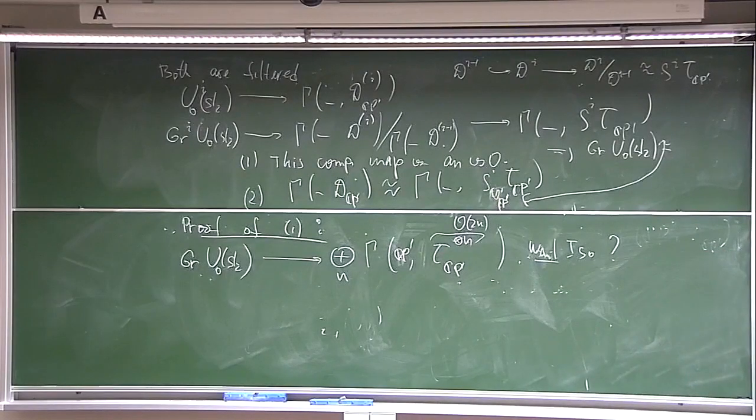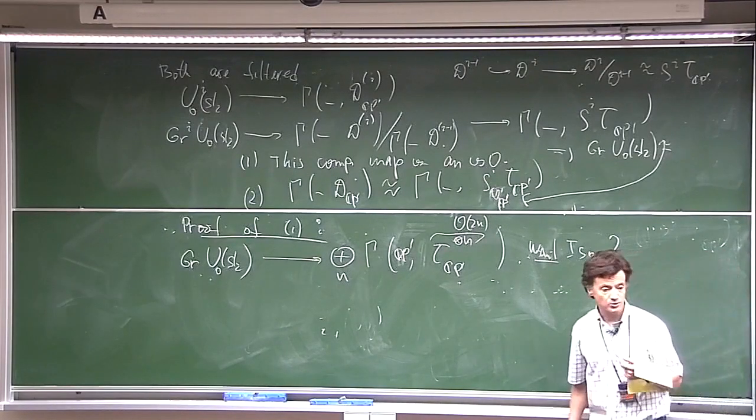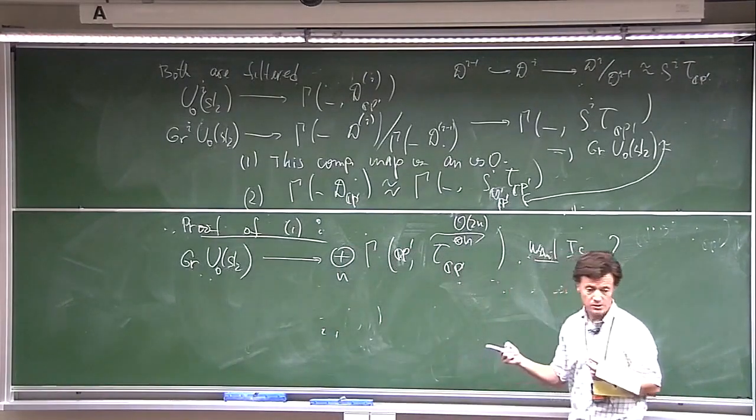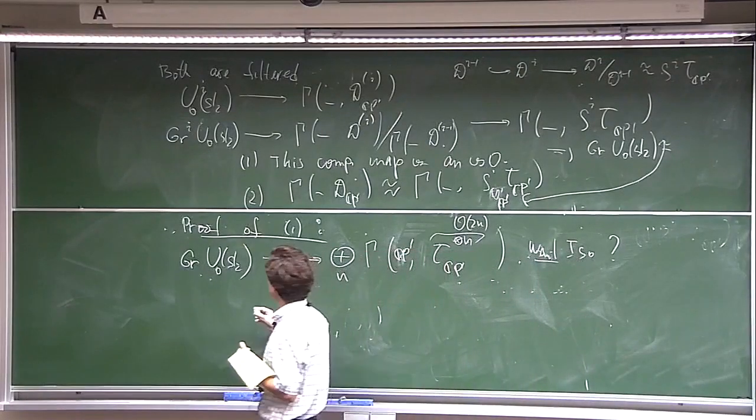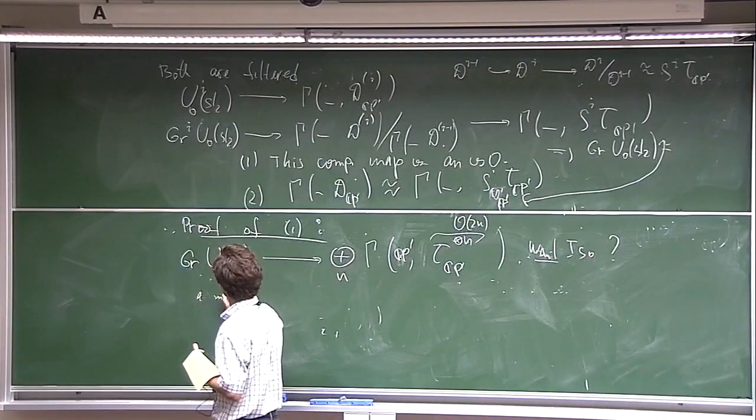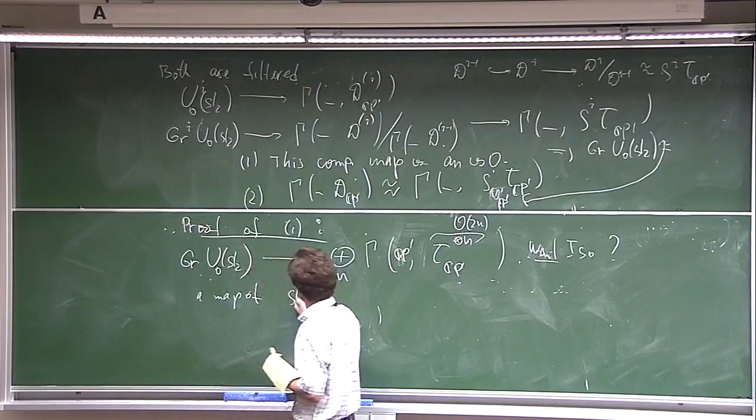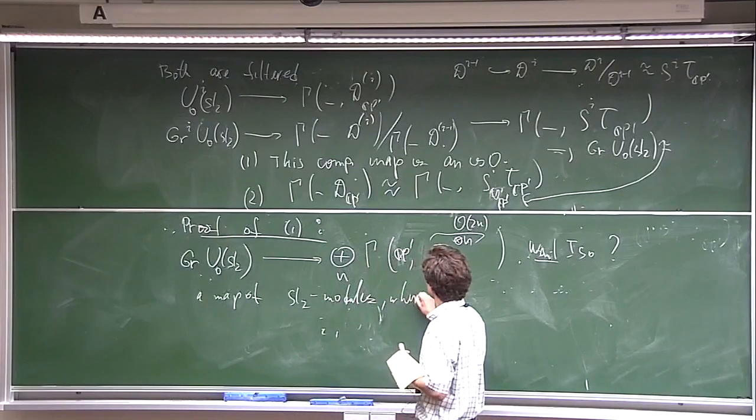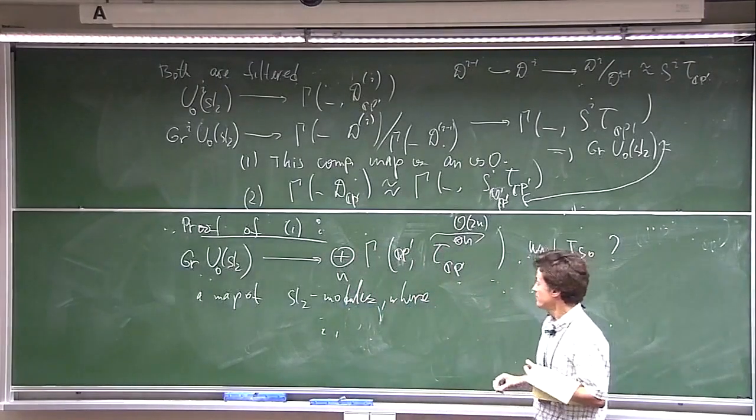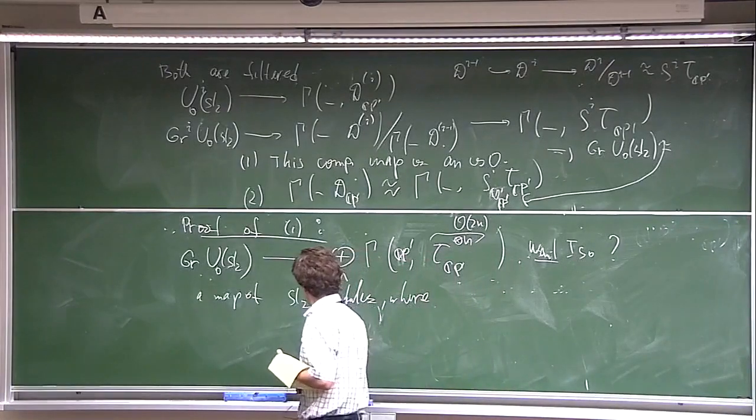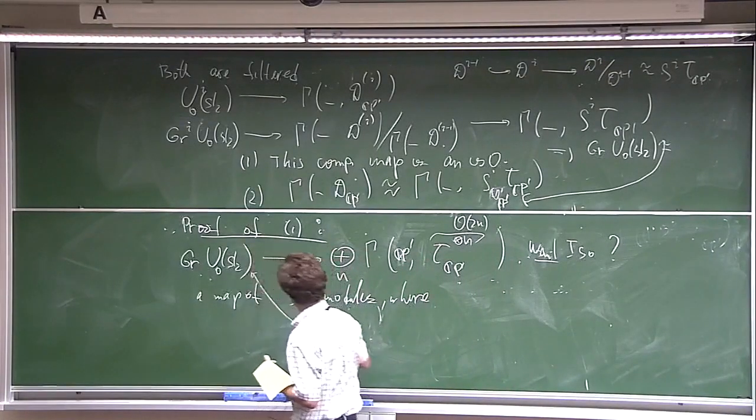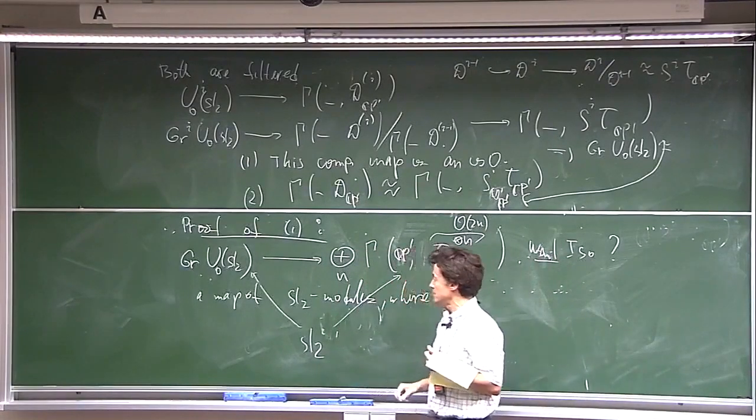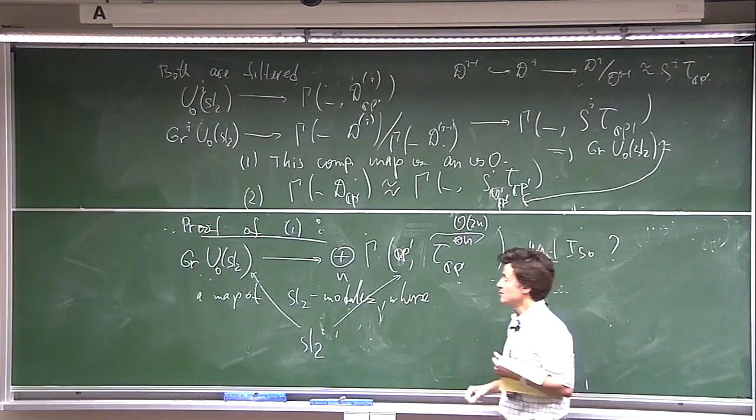This is an exercise in representation theory. How does the representation theory enter the game? Well, this is not just a map of vector spaces. This is a map of SL2 modules, where SL2 acts on both sides in a similar way. What do you think it is?